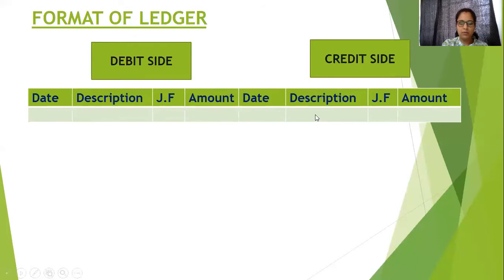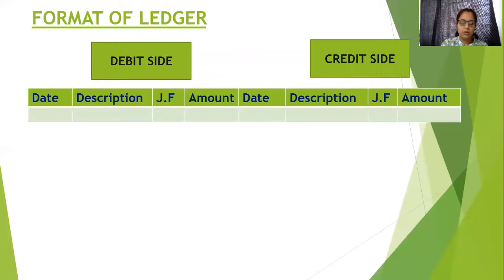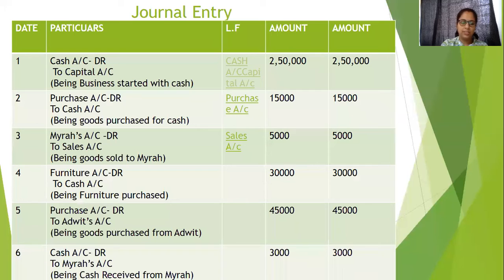Amount, what is the amount, and here also the same thing. So now we need to learn how to do postings in the ledger. This is the format. This was the question, this is the format. So we need to do the journal entry. I have done the journal entries. Okay, these are the journal entries.